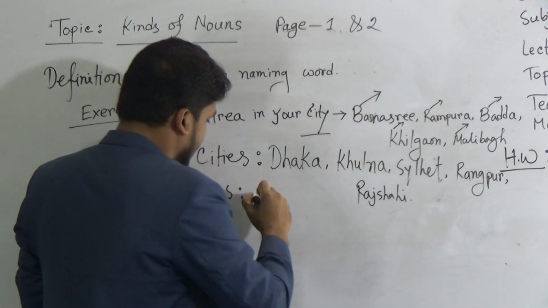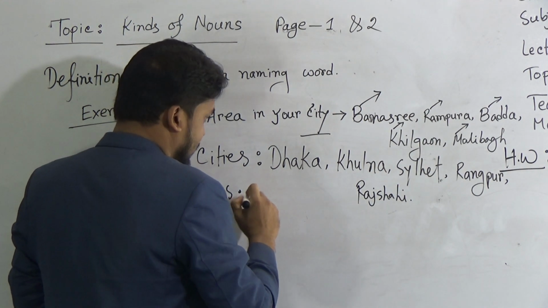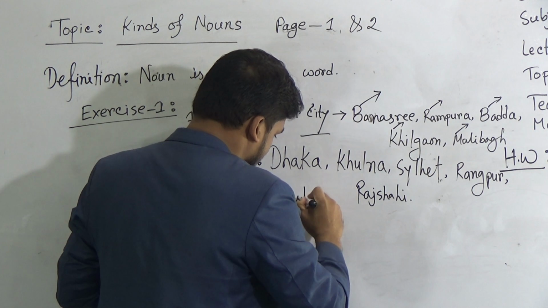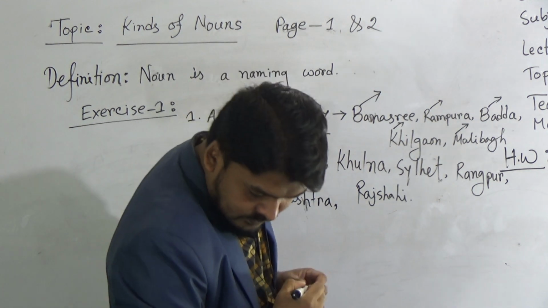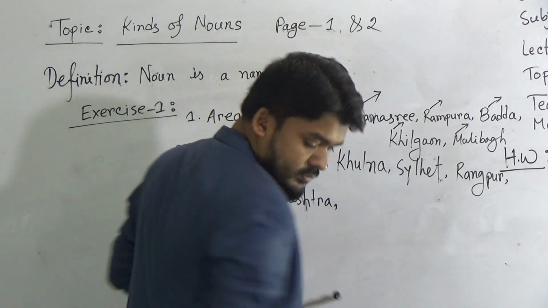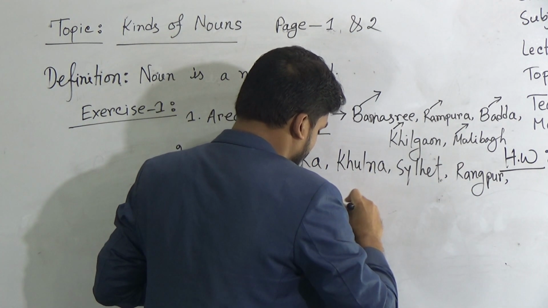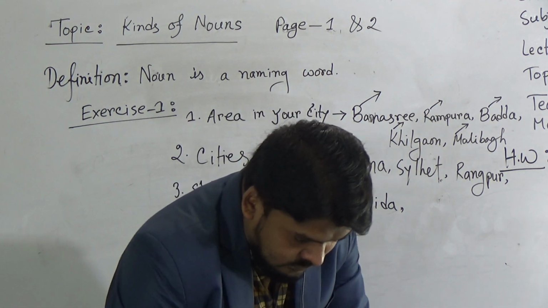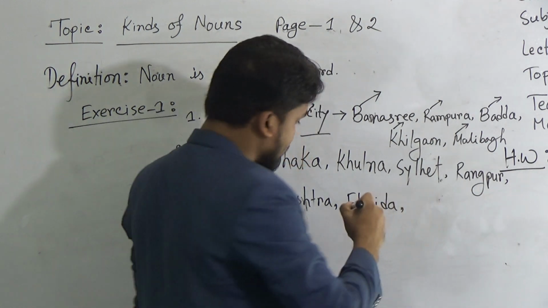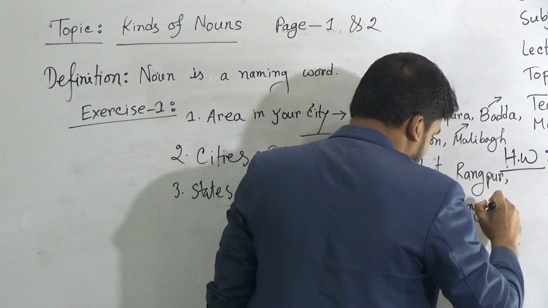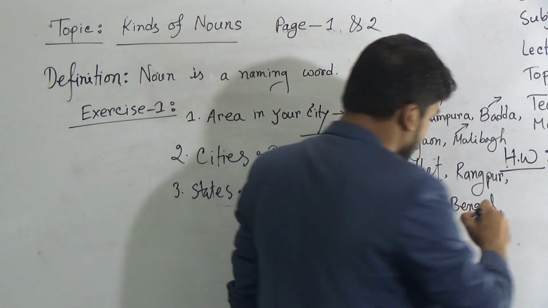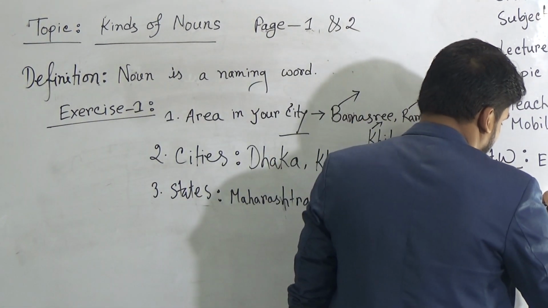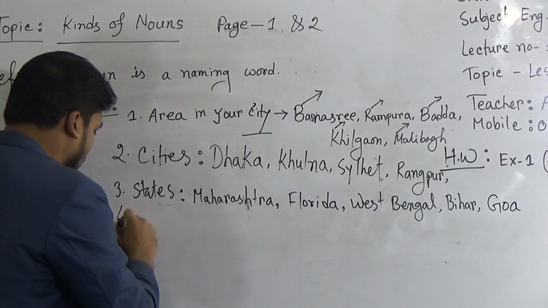And number 3, states. Okay, here you have to write 5 proper nouns, like Maharashtra, Florida, West Bengal, Bihar and Goa, etc.